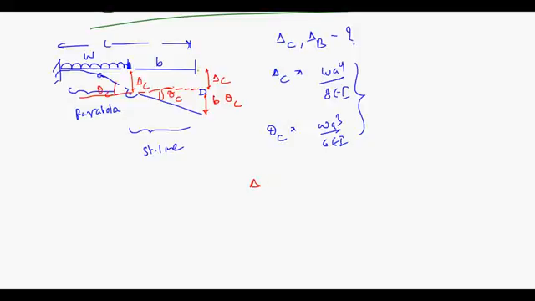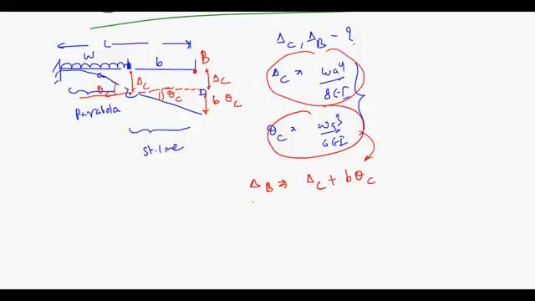So your theta at this point, let me name this point B. Okay, so delta at B is equal to delta at C plus B times theta C. You know the value of delta C, you know the value of theta C. Put the values here, you will get the value of delta B. Is it okay? I hope you are able to understand this. Moving to a few more questions.